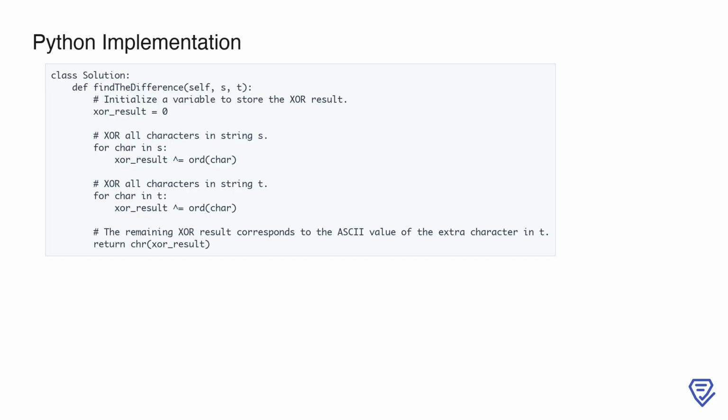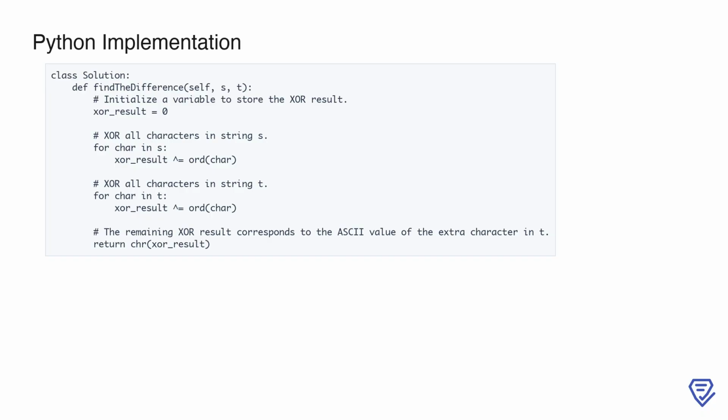First, we initialize a variable XOR_result to 0. This acts as an accumulator to store the XOR of all characters from both strings. We then iterate through each character in string s, convert the character to its ASCII value using ord, and XOR it with XOR_result. Next, we do the same for all characters in string t. Since string t contains one additional character compared to s, this extra character will remain in XOR_result after all XOR operations. Finally, we convert the resulting ASCII value in XOR_result back to a character using chr, and return it.